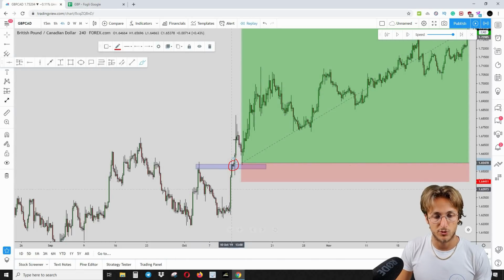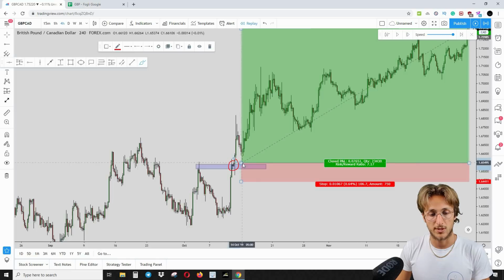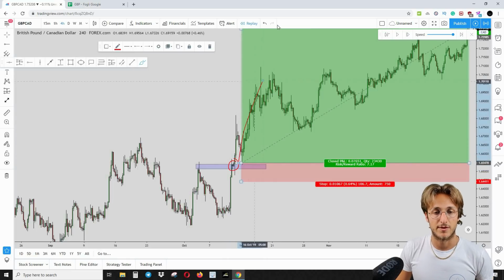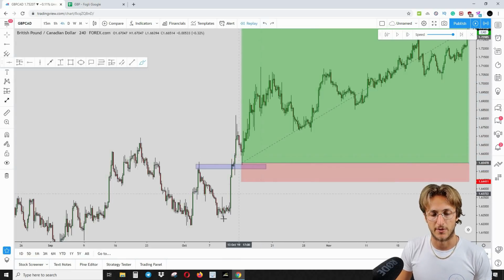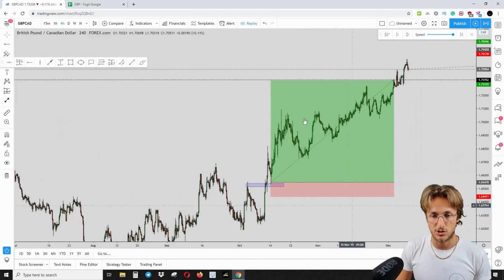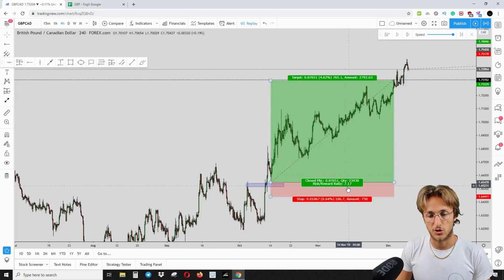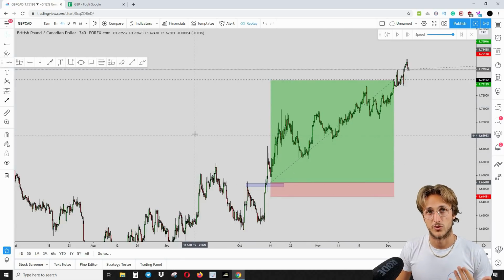Why? Because in all of this push to the upside, there is one red candle, meaning that the market reacted to that zone, meaning that when the market retests it, it will definitely show a reaction to the area. And in fact, what the market did, it created this huge push to the upside, going all the way to our overall upside target for a huge 1 to 7 risk to reward.